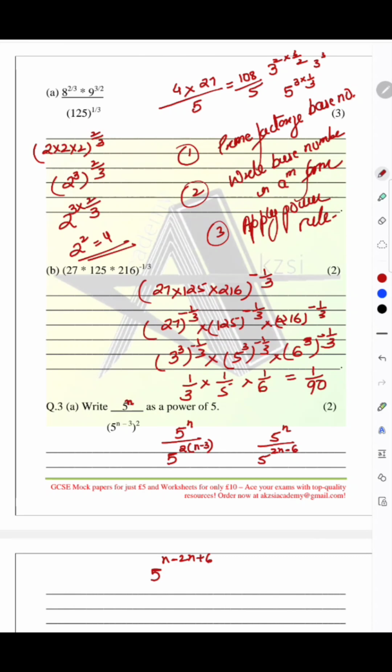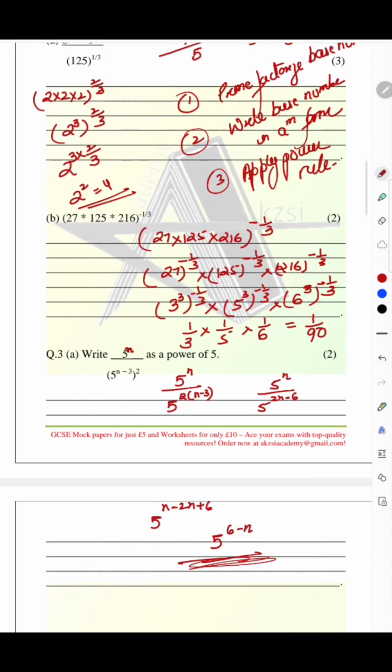Why have I changed the sign? Because I'm subtracting, obviously. So subtracting, that means this will be n minus, and this whole thing we are subtracting. Okay, so whatever you are subtracting, the number after the negative sign, keep that whole inside the bracket and then expand the bracket. So you'll get n minus 2n plus 6. So n minus 2n plus 6 is minus n plus 6. So 5 to the power of 6 minus n is the final answer, which is definitely in the power of 5.